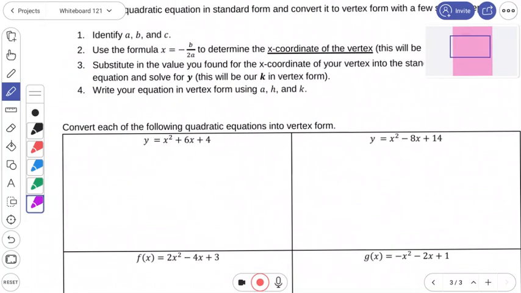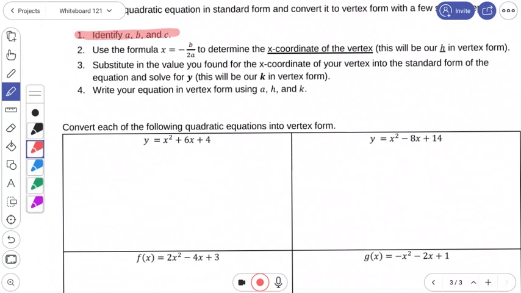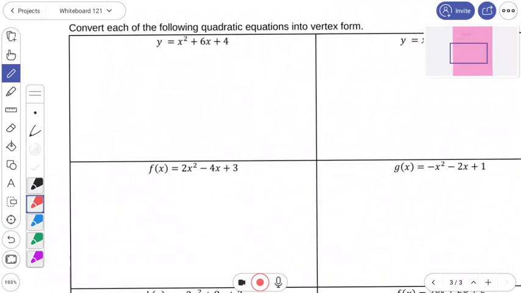It says, if I want to take this equation right here that is in standard form, the first step that we want to do is identify our a, b, and c values. Okay, that's going to be step one right here. Step one, and let me highlight it in red so we know what we're doing. We're going to color match. So step one, identify the a, b, and c values.